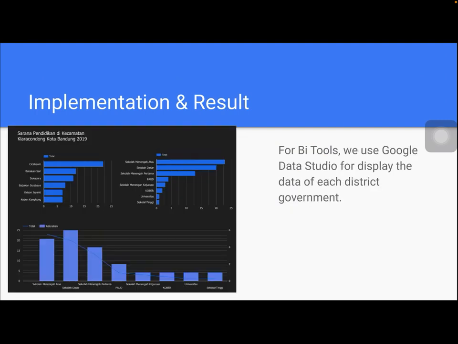Okay, and then this is the BI tool. For the BI tool, we use Google Data Studio to display the data of each district government. This is an example of the BI tool. We can see the educational facilities in Kecamatan Kiara Condong, Kota Bandung, 2019 here.